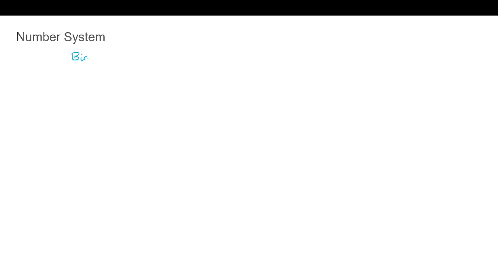First, let's convert a binary number to a decimal number. Let's take an example. If this is a binary number, then to convert this to decimal, we will multiply by the place value. So it is 2 to the power 0 plus 2 to the power 3 plus 2 to the power 4. It is 1 plus 8 plus 16, which is 25.